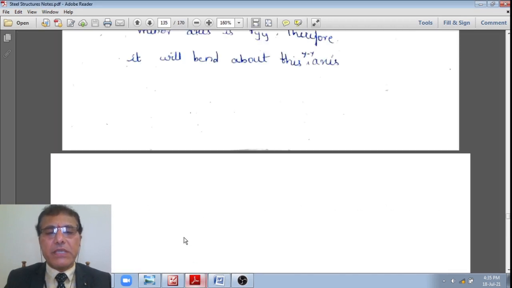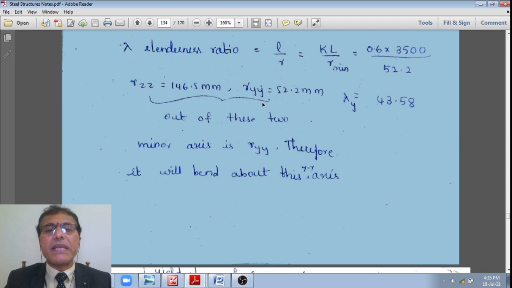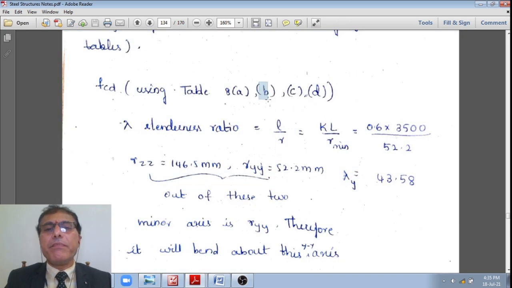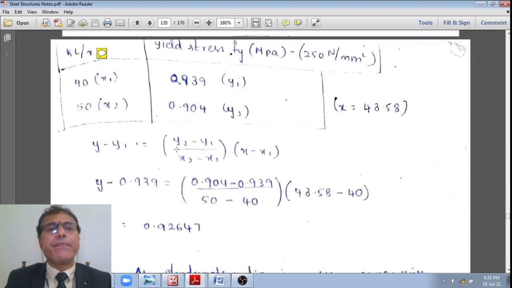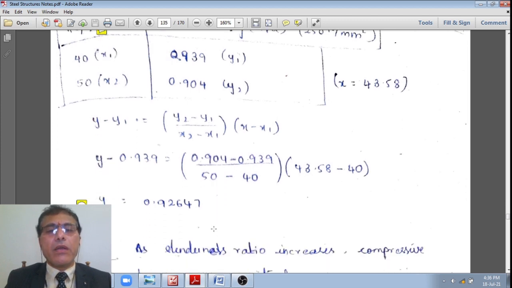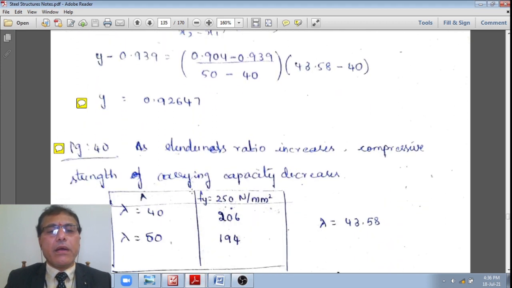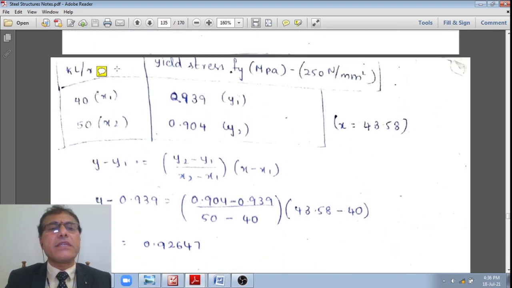Please see that here we are looking at the minor axis. Now we are there about the minor axis, therefore I shall use B, which is applicable for buckling class B. Therefore, I need to go to that and recall that value, and I'll interpolate. This is how I'm recalling.